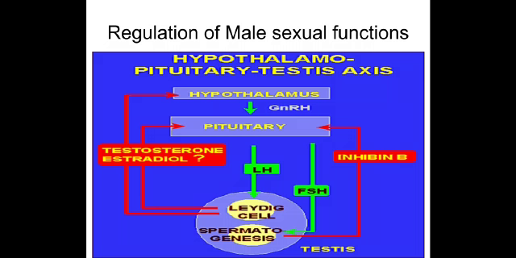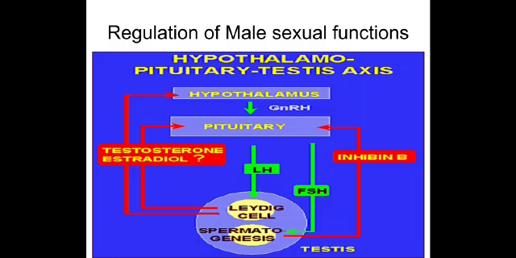As you all discussed, the regulation of male function is from the hypothalamus. It has GnRH, the gonadotropin releasing hormone, which acts through LH and FSH. LH stimulates the Leydig cells, which secrete testosterone, which has feedback inhibition, and FSH acts on the Sertoli cells by enhancing spermatogenesis. And it also has a feedback action through inhibin B.